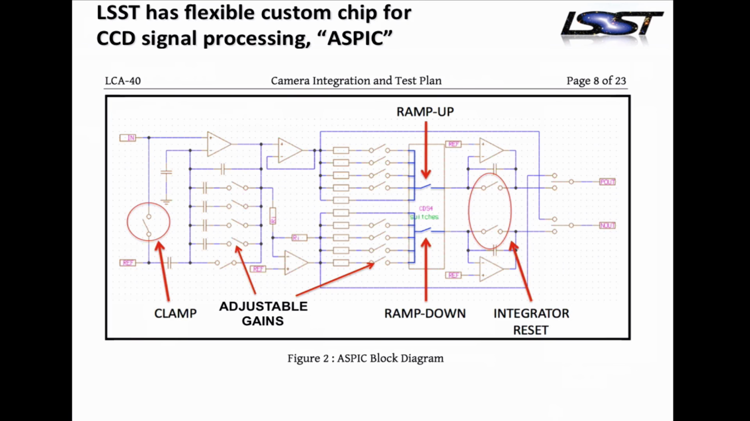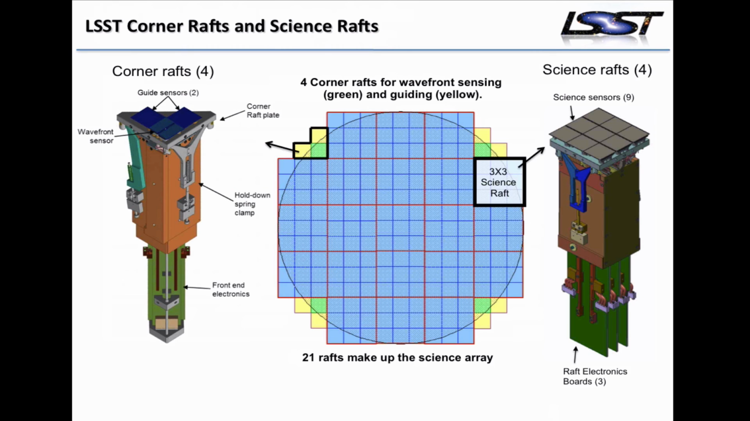Okay. So here's the layout of the LSST focal plane. The parts shown in blue are the science imaging array, where we aggregate up 9 CCDs into a standalone unit called a science raft.